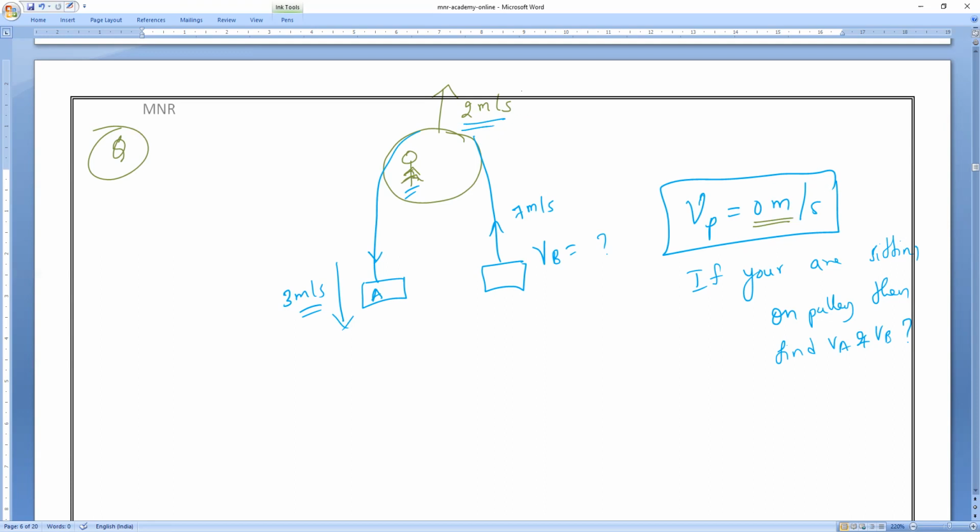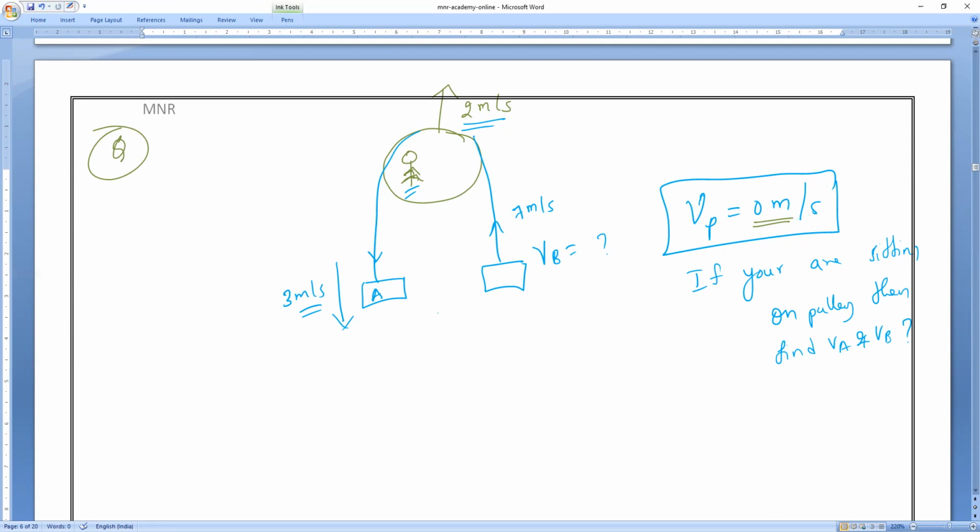Now, in this case, be very careful. You have to remember one thing. If the observer is on the pulley, and the pulley's motion appears to be 0 velocity, then what you have to do is add the pulley's velocity in the opposite direction. That's all it is. Clear, everybody?